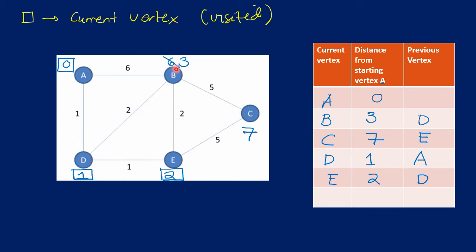That is 3, right? So we now box 3 and we look at the vertices adjacent to B that we haven't visited yet. In this case, that's only C, right? So what is now the distance? Via B, it's 3 plus 5, 8. But this is already 7, so I will not update that.